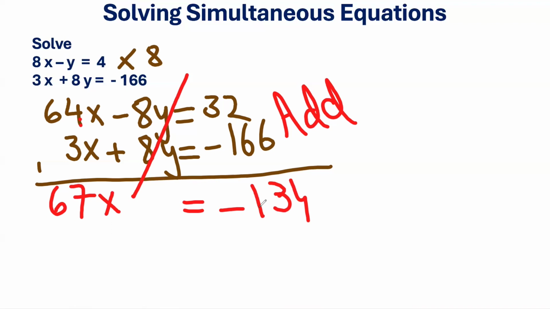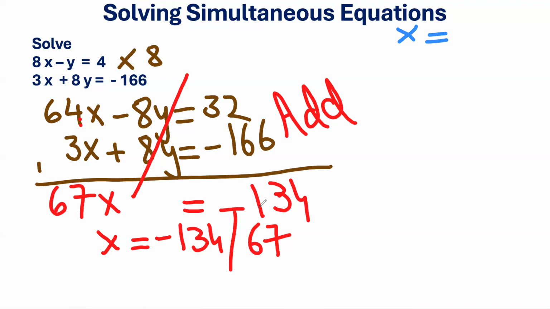So from here you can find x. Minus 134 divided by 67. X will be in minus. 134 divided by 67 will give you 2. So x is equal to minus 2. You found the value of x.